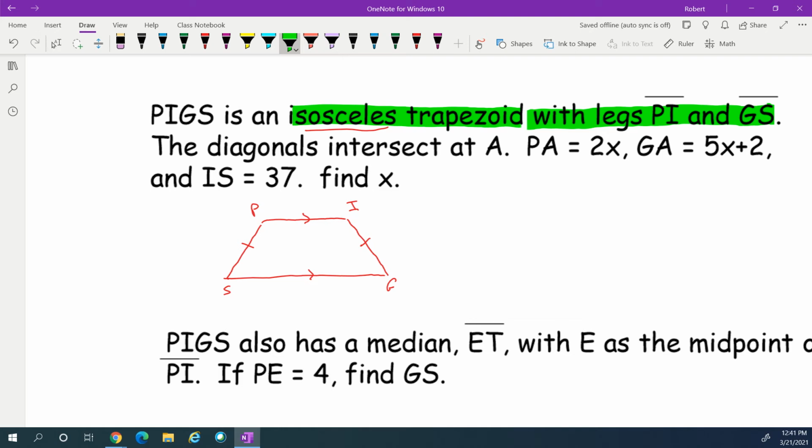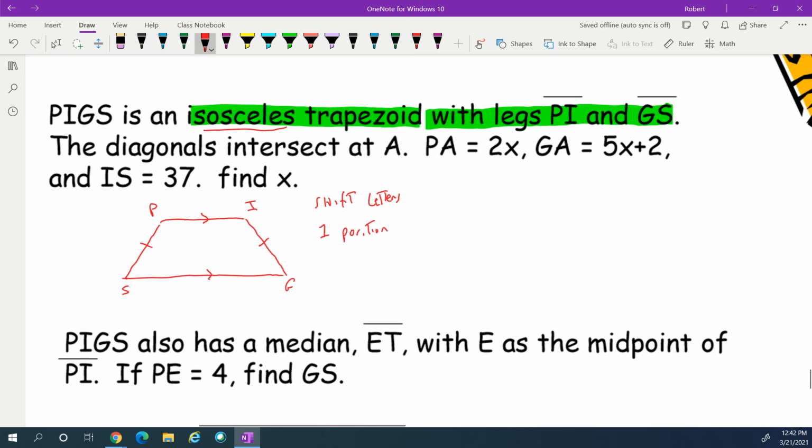What I'm going to do is I'm going to shift the letters one position. Because otherwise, nothing's going to work. The picture has to be an accurate representation of that shape. So I'm going to redraw it, shifting the letters one position.